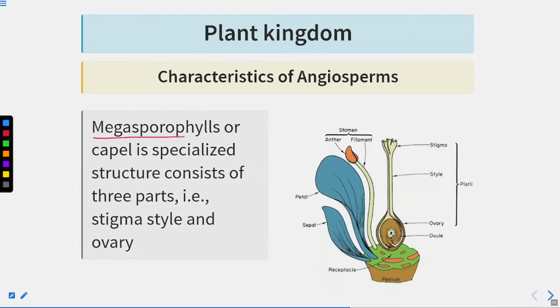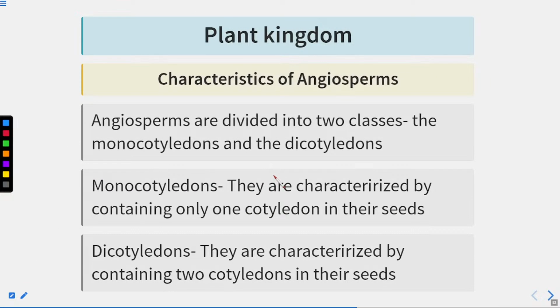Now, if we talk about the megasporophyll, that is also called carpel or pistil. Now, this megasporophyll has 3 parts: stigma, style, and ovary. Stigma is the top part that receives the incoming pollen grains, and the stalk-like structure is the style, and the lower bulbous part is called the ovary, and inside the ovary ovules are present. So this is the general description of the flower of an angiosperm, right?